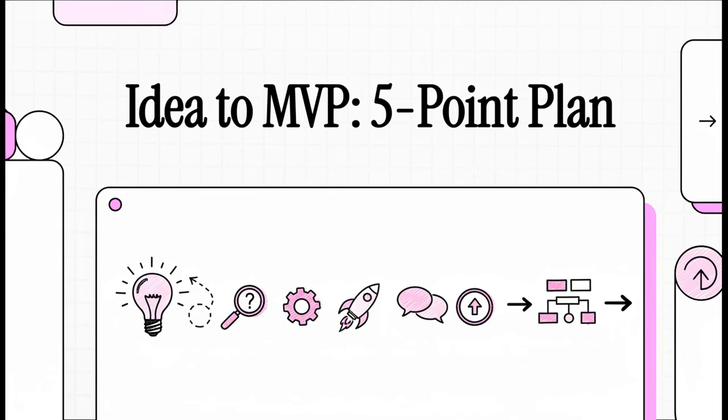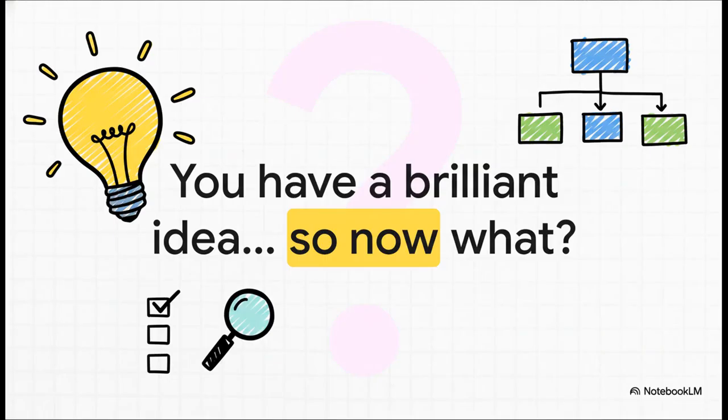So you've got this brilliant idea. It's a game changer. But turning that incredible spark into something you can actually hold, something real, can feel pretty impossible. Today, we're going to change that. We're going to build a solid foundation for your idea by breaking down a 5-point plan for your minimum viable product, or MVP. I mean, we've all been there, right?